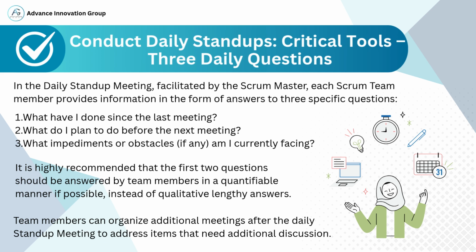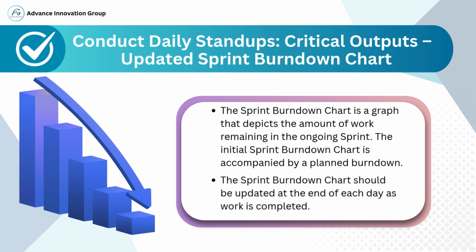It's highly recommended that team members answer the first 2 questions in a quantifiable way, wherever possible, like saying I completed 2 out of 3 test cases, instead of just saying I did some testing. And remember, any detailed discussions or blockers that need more time can be addressed after the meeting in smaller focused conversations. Now let's look at one of the key outputs of the daily stand-up, the updated Sprint Burn-Down Chart.